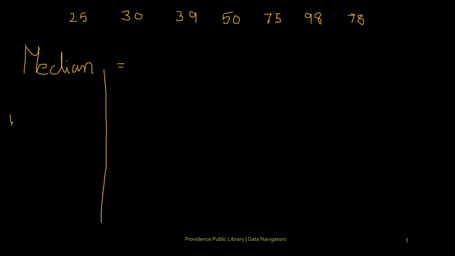Rule number one, you need to arrange these data points either in A to Z or Z to A. Okay. Either you have to arrange in ascending order or descending order before finding the median. This is rule number one. All right. Now let's do that. So what is the ascending order? Okay. So what is the least number here?